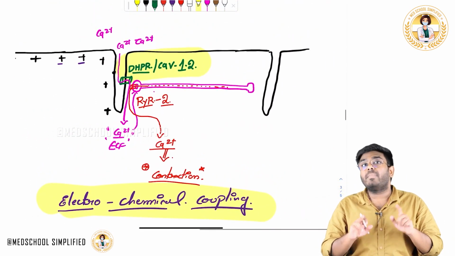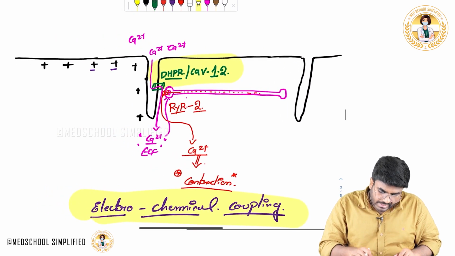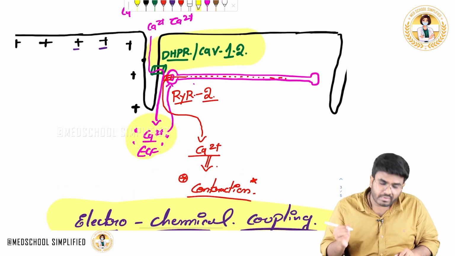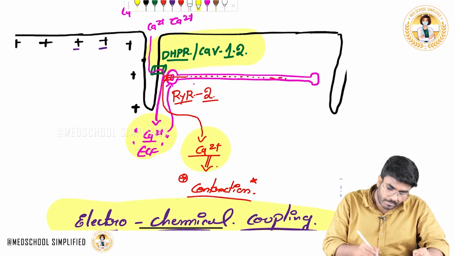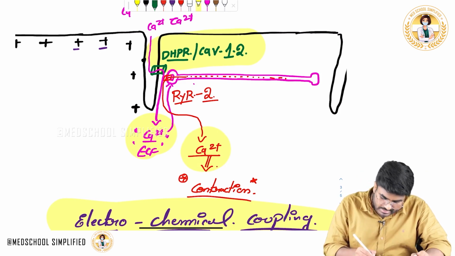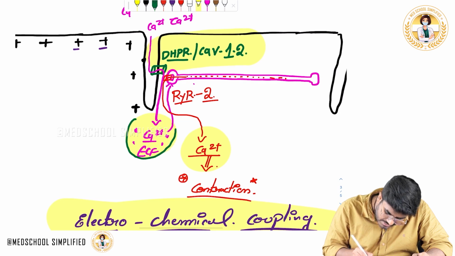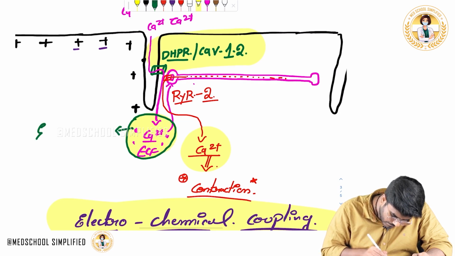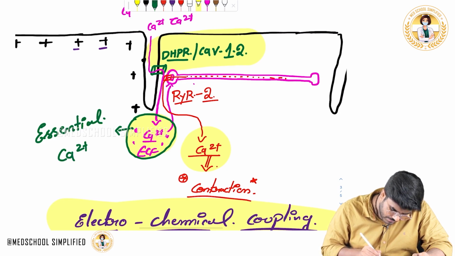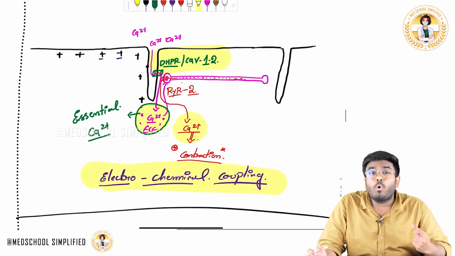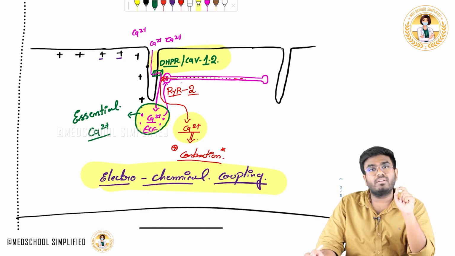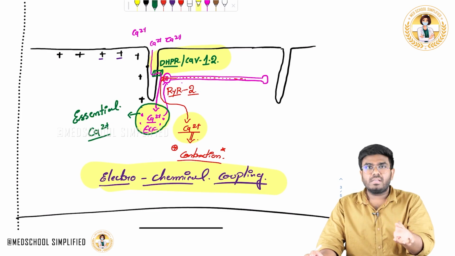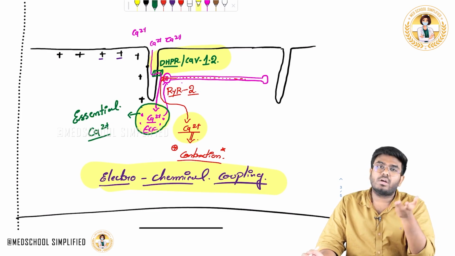But here in the myocardium, the difference is, see, calcium is coming from the extracellular fluid, and also calcium is coming from the sarcoendoplasmic reticulum. There are two sources of calcium. But what is the important calcium? It's the first calcium, whatever is coming from the extracellular fluid. This is called the essential calcium. This calcium, coming from the outside, will open the RYR channel. So the RYR channel opens, calcium comes out and causes the contraction of the myocytes.